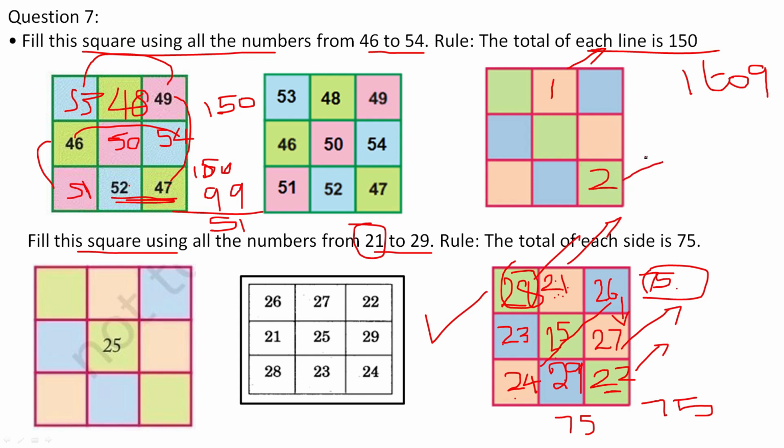3, again you have to go diagonally, but there is no place, so 3 will come here. 4, diagonally you have to go, but no place, 4 down. Again 5 diagonally, 6, 7 you have to go diagonally, but there is no place, so 7 down. 8, you have to go diagonally, but no place, 8 here, last 9.